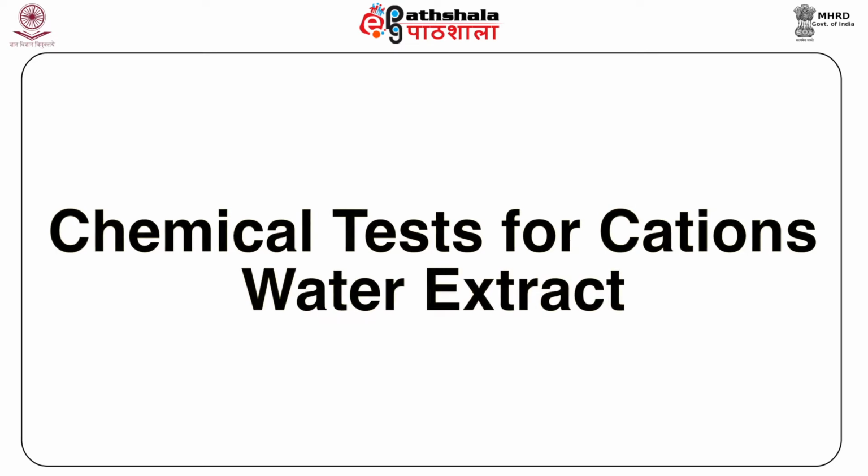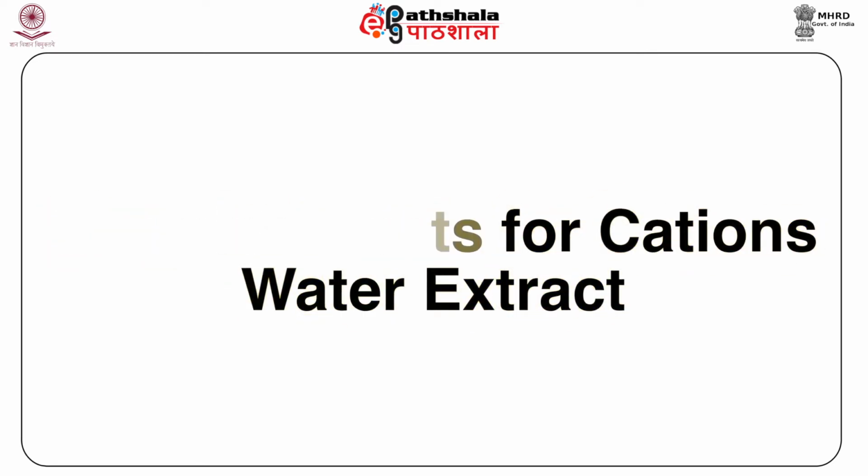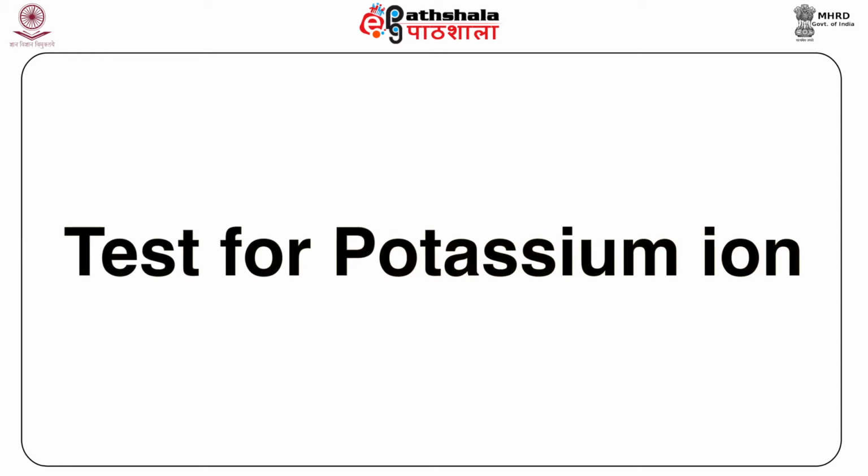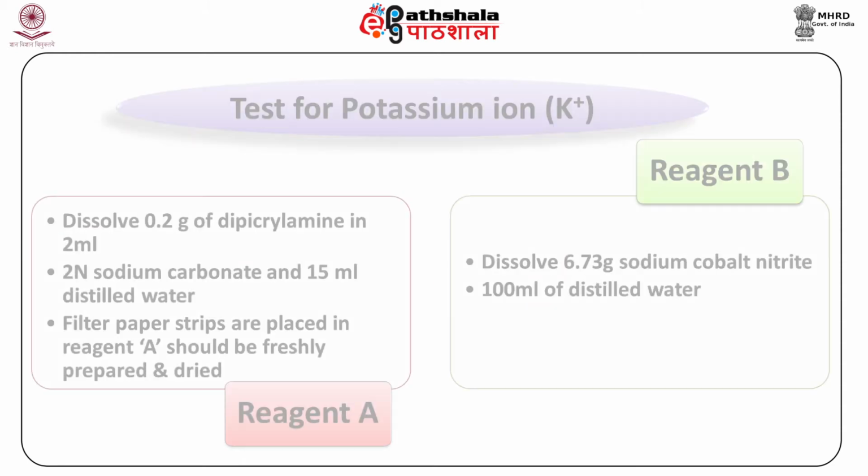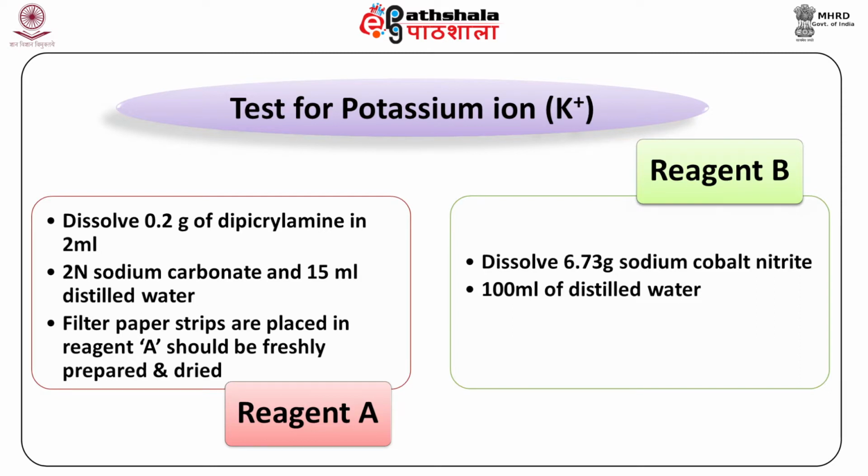Now we will study the chemical tests for cations. First is the test for potassium ion. Reagent A: it is prepared by dissolving 0.2 grams of dipicrylamine in 2 milliliters of 2 normal sodium carbonate and 15 milliliters of distilled water. Filter paper strips, which are placed in reagent A, should be freshly prepared and then dried.